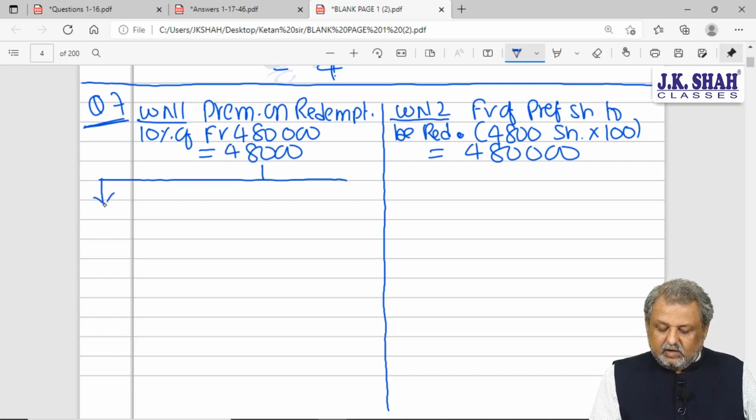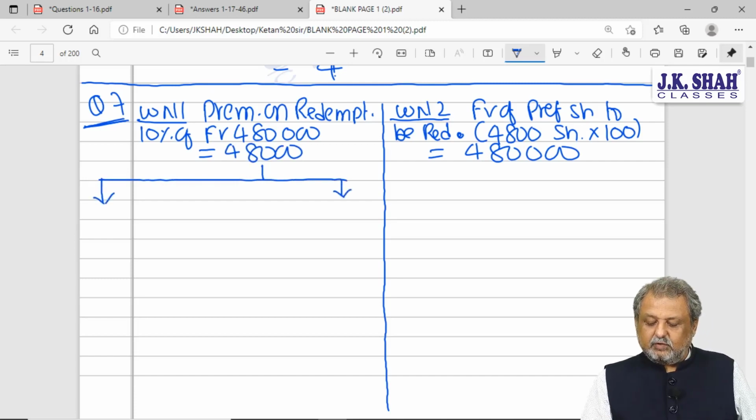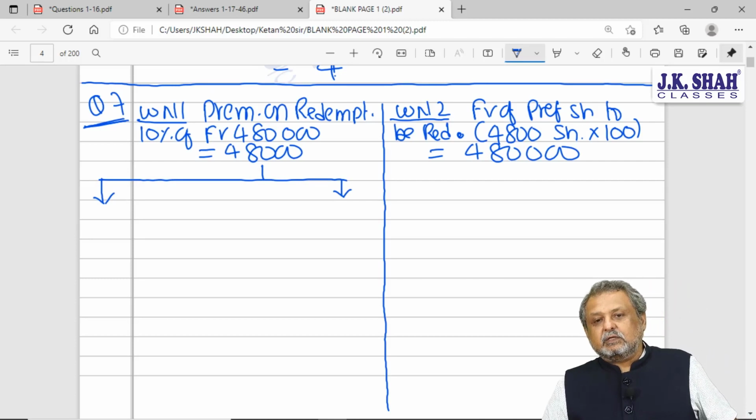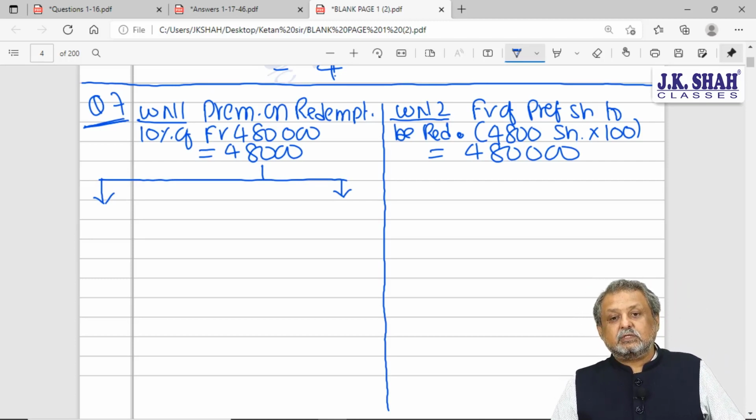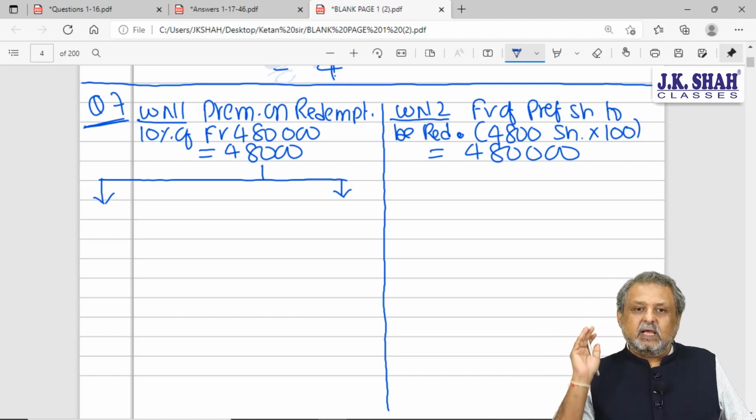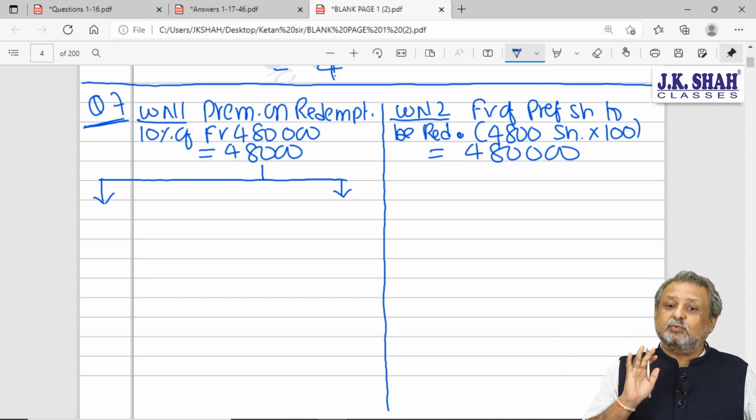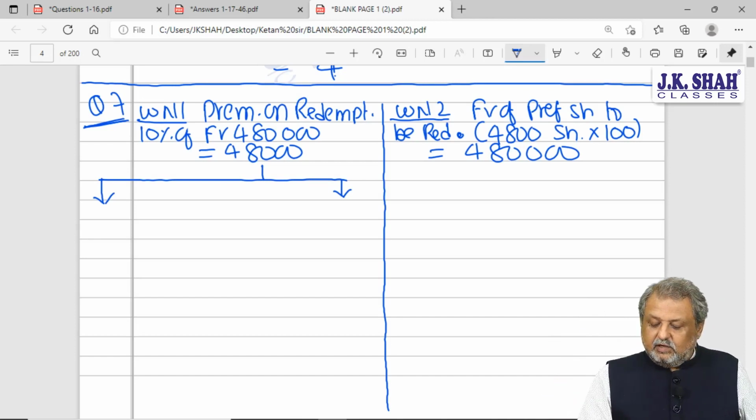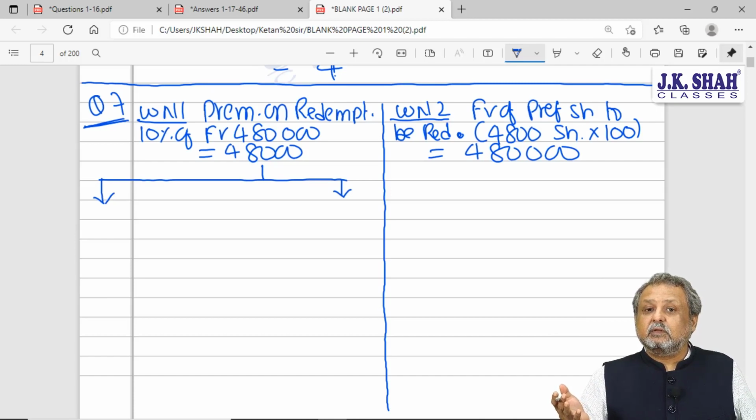Now I have prepared this working note in this format. In some classes or in some batches, some students may be in the habit of writing equation. It is fine. Presentation can be done in any manner. Not an issue at all. Either you write it in this fashion or you write in the fashion of equation. It amounts to one and the same thing.